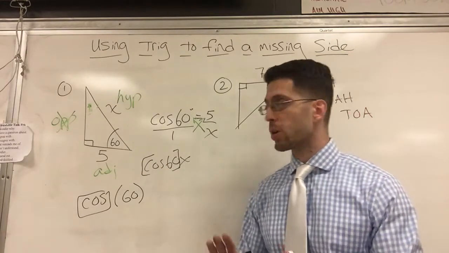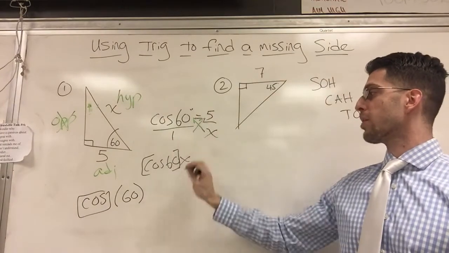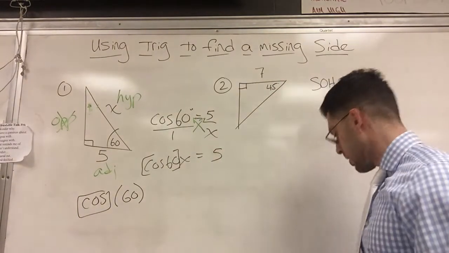But don't worry, it doesn't matter what it is. Let's cross multiply the other way. 1 times 5 equals 5. Okay?